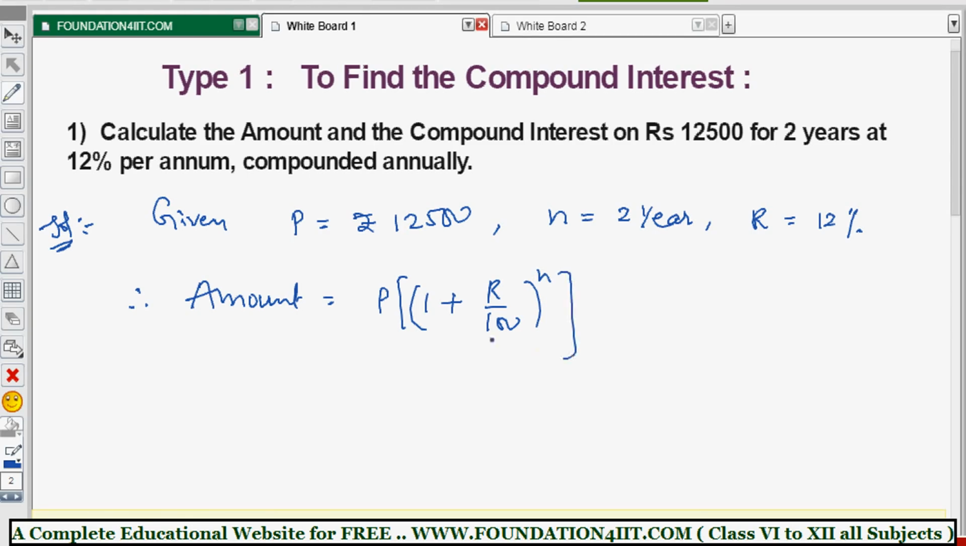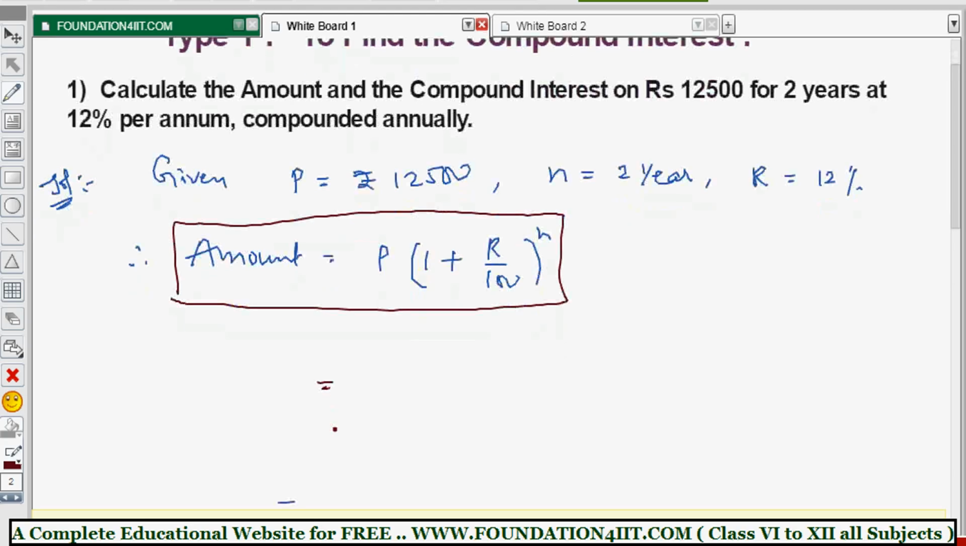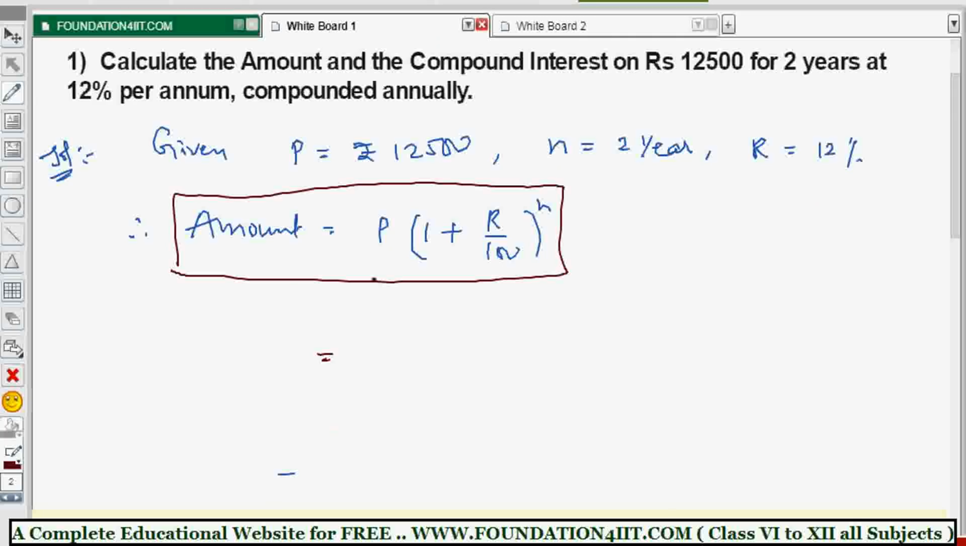Directly, P into (1 plus R by 100) to the power N. Right, so this formula we will apply straight away, and you'll find the amount directly. Now P is given, 12,500, into (1 plus R, which is 12 by 100) all to the power N, which is 2.